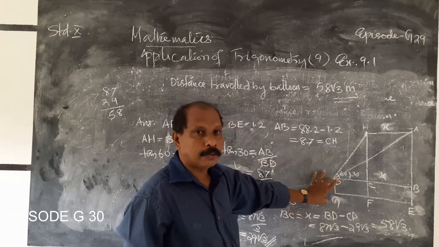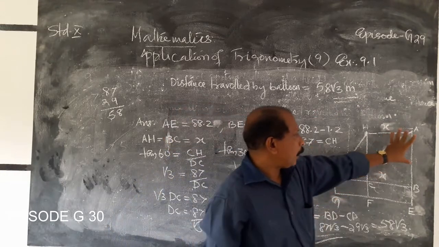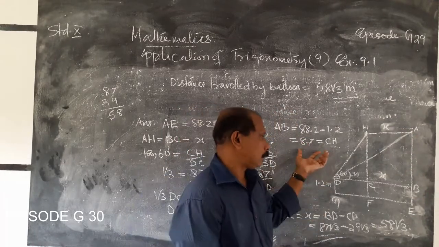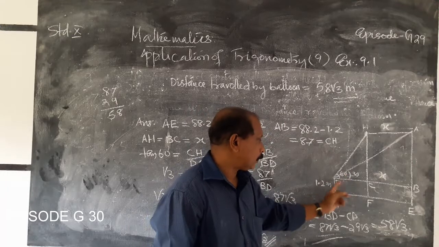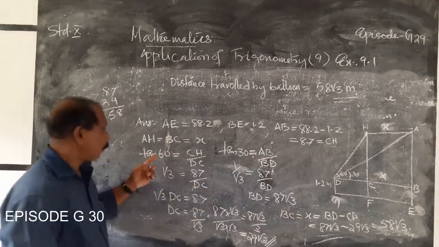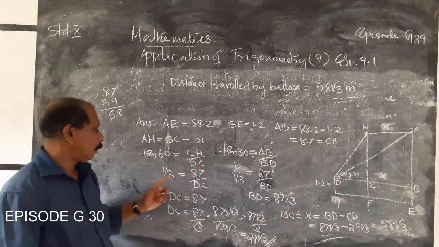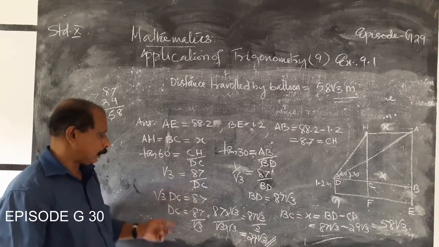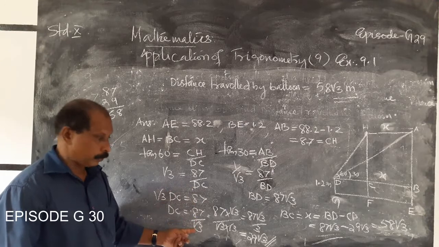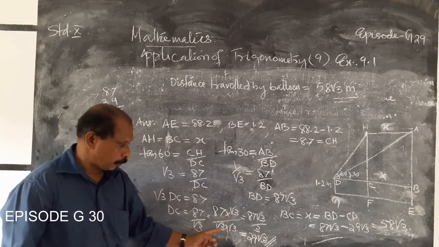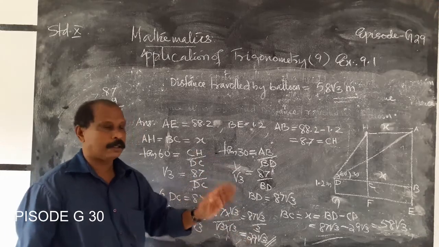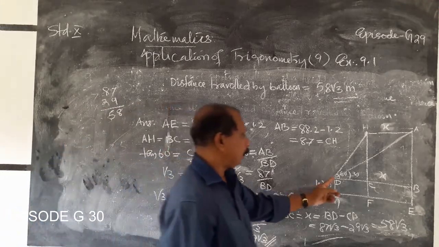The total height of the balloon from the ground is 88.2, but the height of the girl is 1.2. Therefore, AB is equal to 88.2 minus 1.2, which is 87. Using the first result, what is DC? Tan 60 is CH by DC. That is root 3 is equal to 87 by DC. Therefore, cross multiplication, DC is equal to 87 by root 3. Multiplying by root 3 into root 3, 87 by 3 is 29. Therefore, it is 29 root 3.